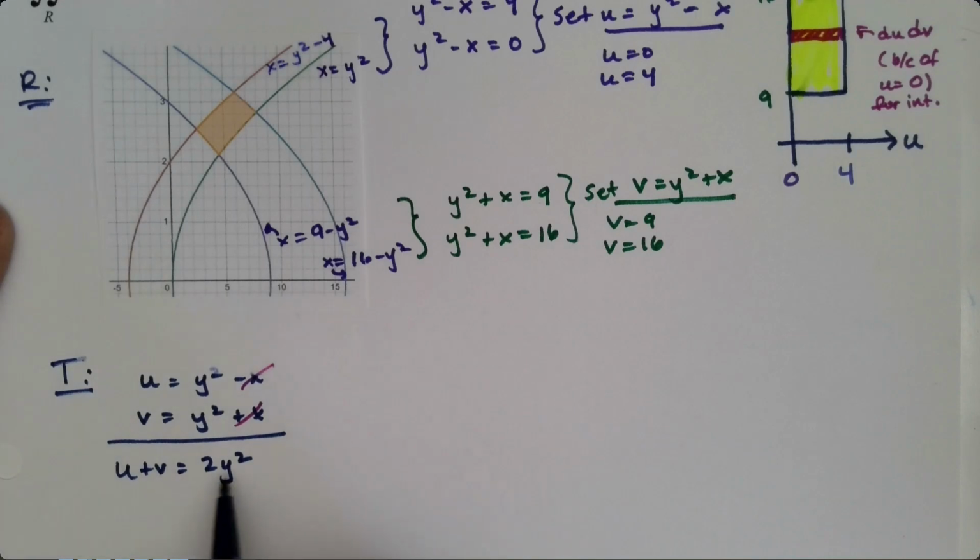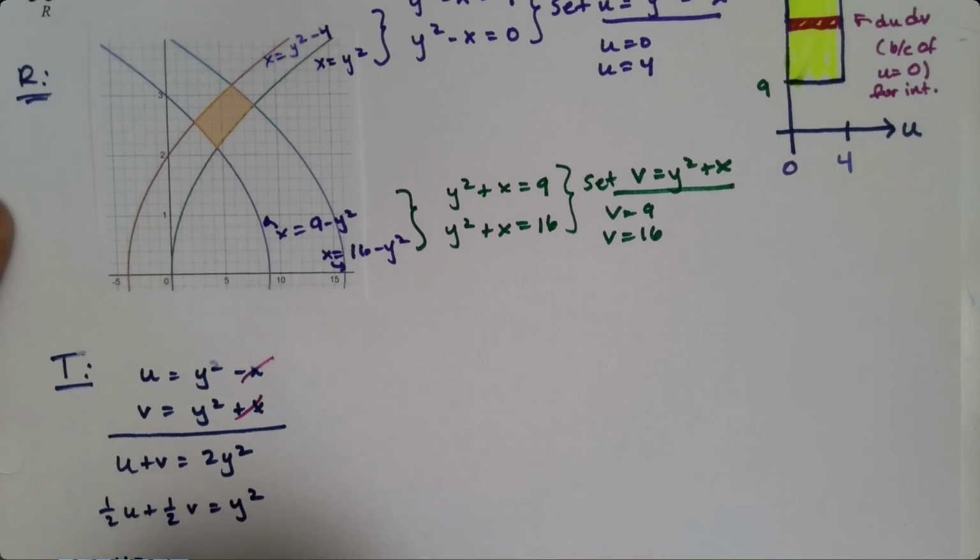So then y squared is a half of u plus v. So let me write this. A half u plus a half v equals y squared. So y is the square root of 1/2 u plus 1/2 v.